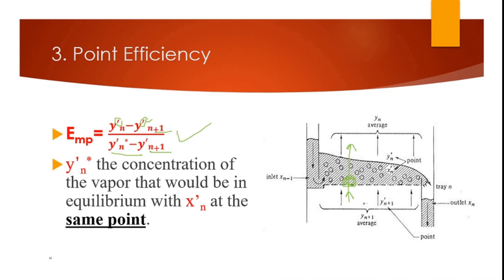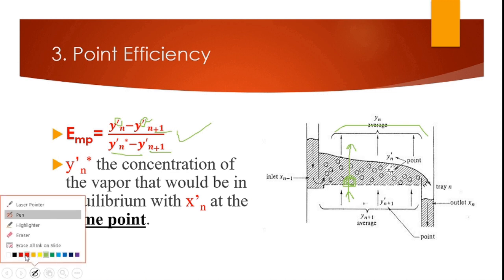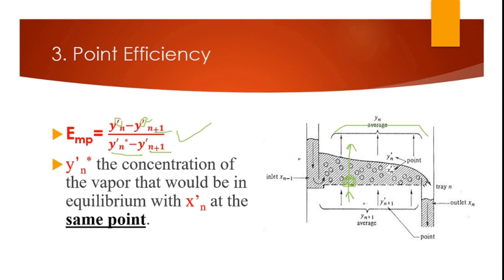Now we understand that much. We are not talking about the entire average in this case, but we are only talking about a particular point on the tray. Let me take another color. Let's try red.